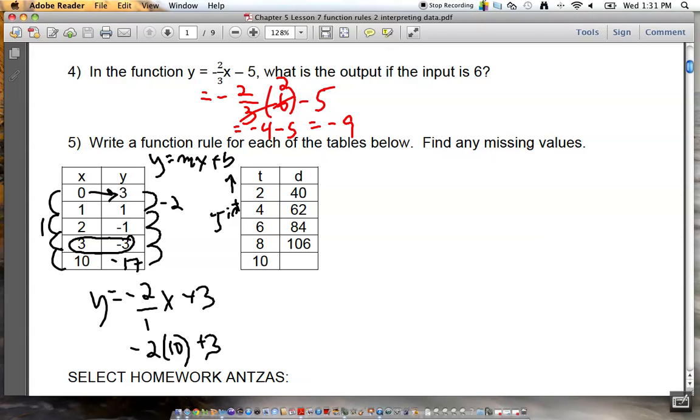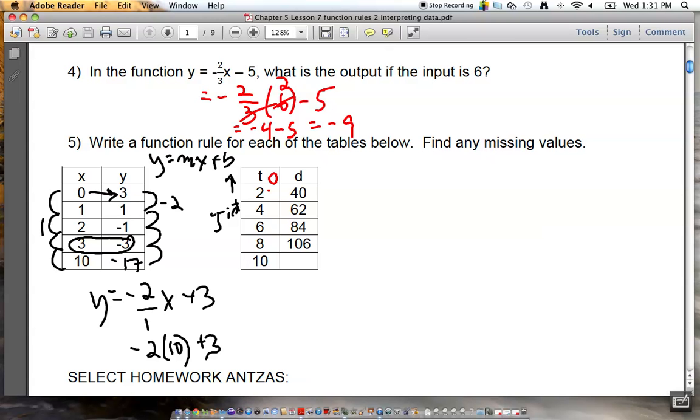Okay, let's try this one. First off, I can't even tell the y-intercept yet. How come I can't tell the y-intercept? It's missing 0. Anybody think of a way that we could possibly figure out what goes with 0? I think there's a way, is there?